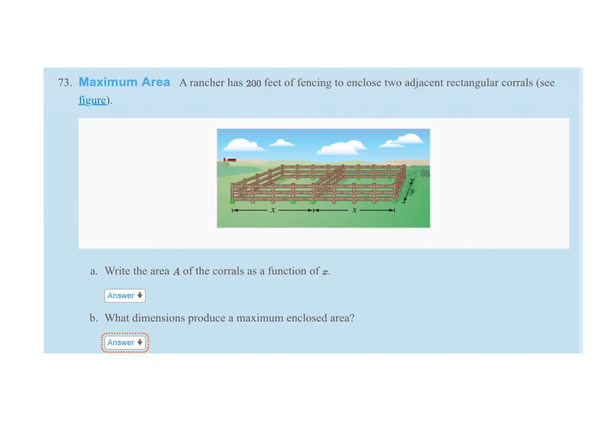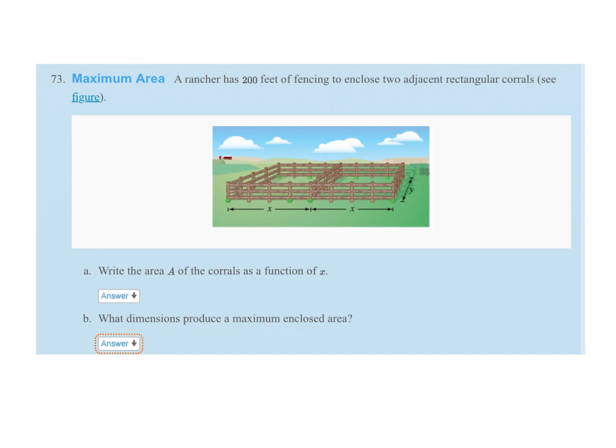Here is number 73 in section 2.1. A rancher has 200 feet of fencing to enclose two adjacent rectangular corrals. And here is the figure. We want to write the area A of the corrals as a function of x, and then find the dimensions that produce a maximum enclosed area.